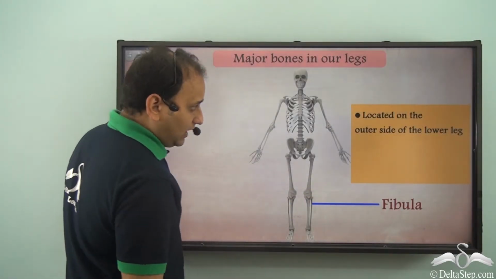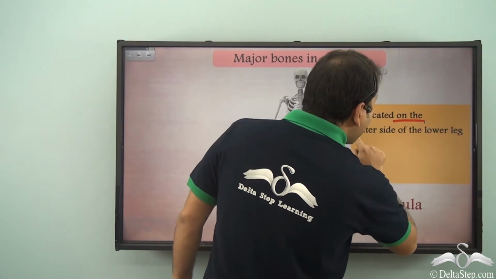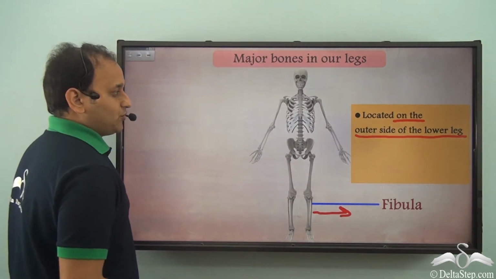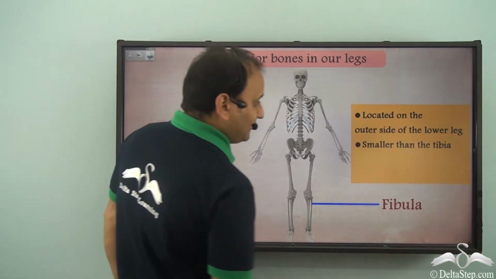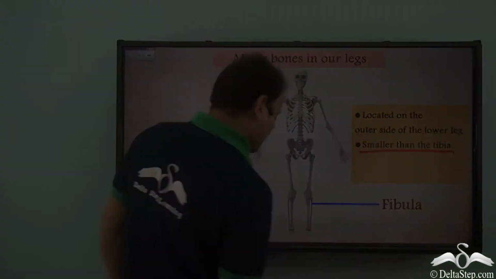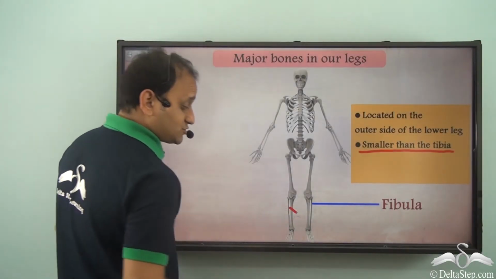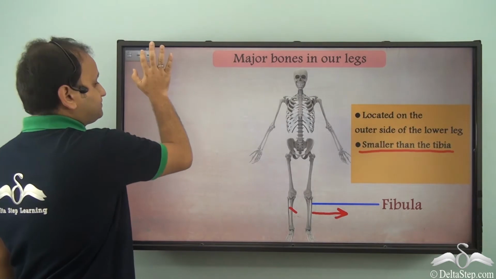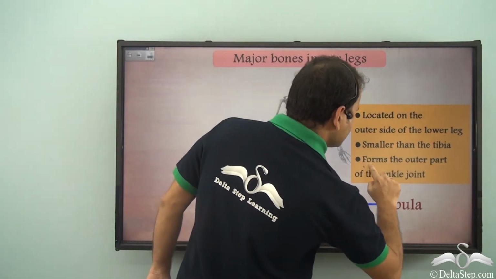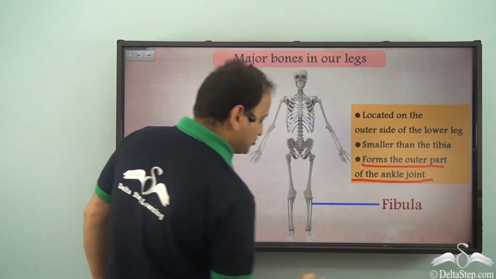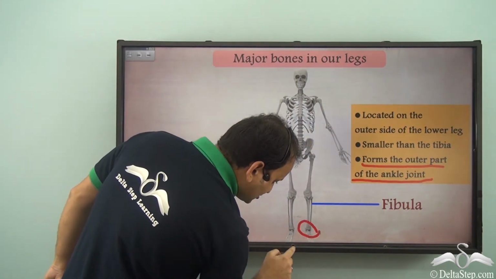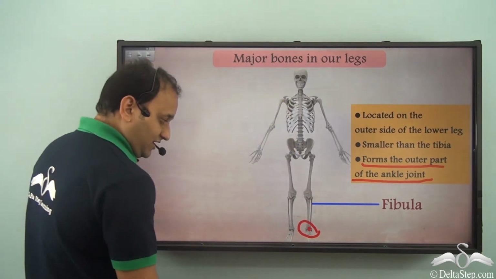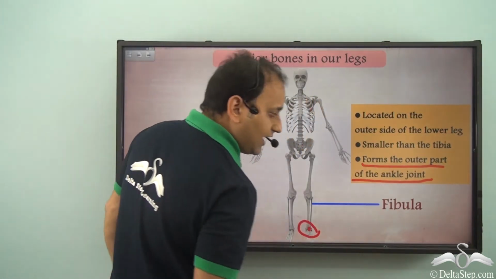So when we talk about fibula, well, it is located on the outer side of the lower leg. And this is smaller than tibia. While tibia is the second largest bone of the body, fibula is smaller than tibia. And it forms the outer part of the ankle joint. So you see here the ankle joint, and the outer part here is nothing but fibula.